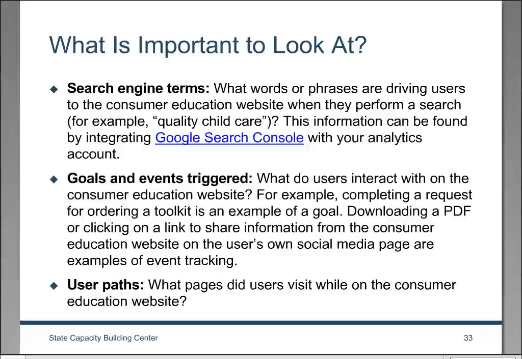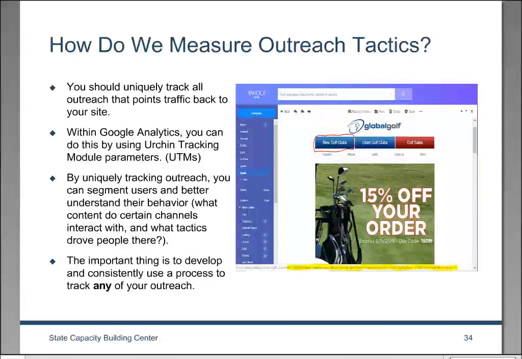Goals and events, again, you want to really understand that if you're trying to get someone to fill out a form or download something, there are certain actions you want people to do on a site. You want to make sure you track that accordingly. And then again, like we talked about, a user path is more about when people come to the site, where do they go and why do they go the way they go.